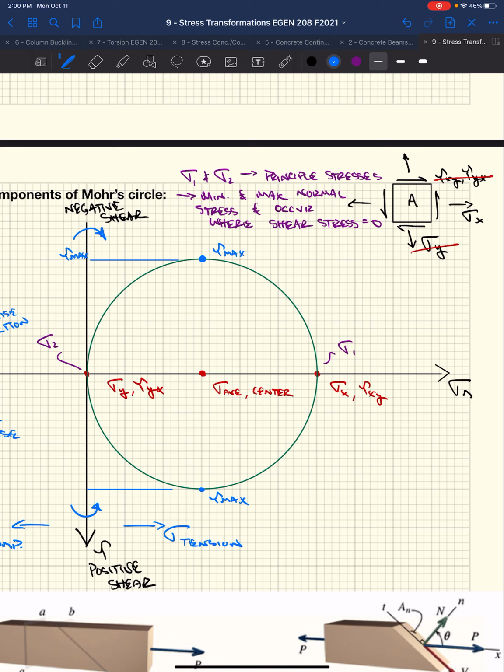So in our case, for our example, we were looking for our worst case shear, given our initial stress state. Is this normal stress state, or A? We've got this rotation on Moore's circle of 90 degrees.